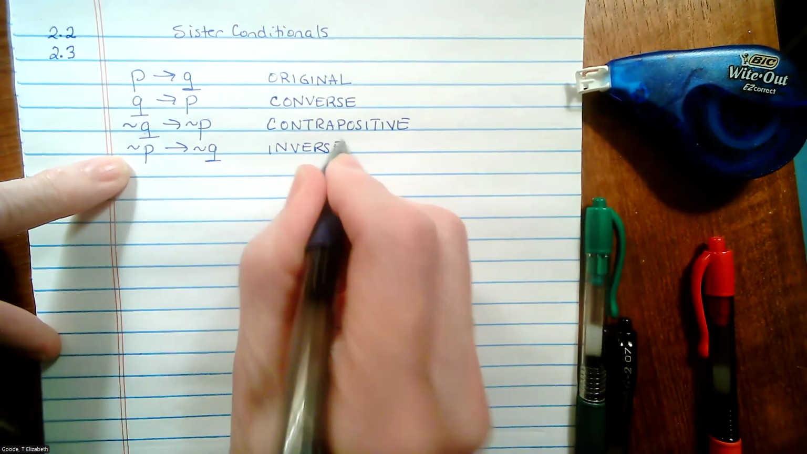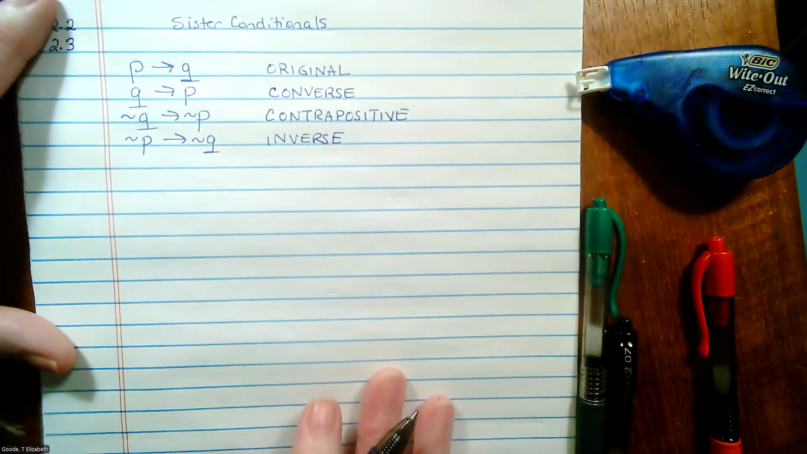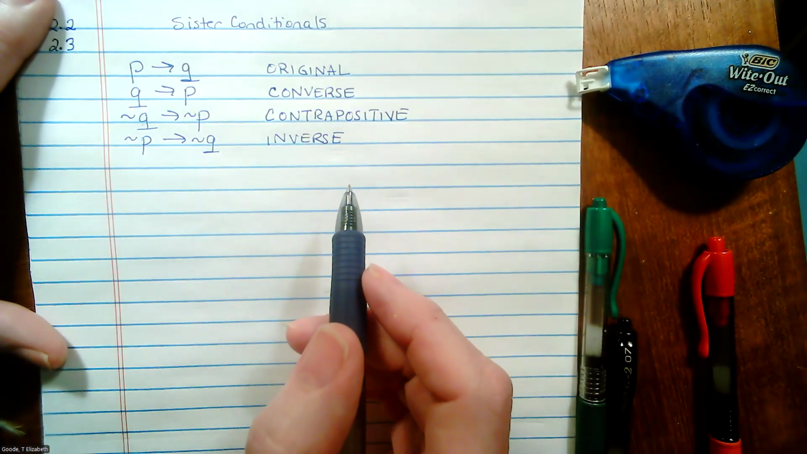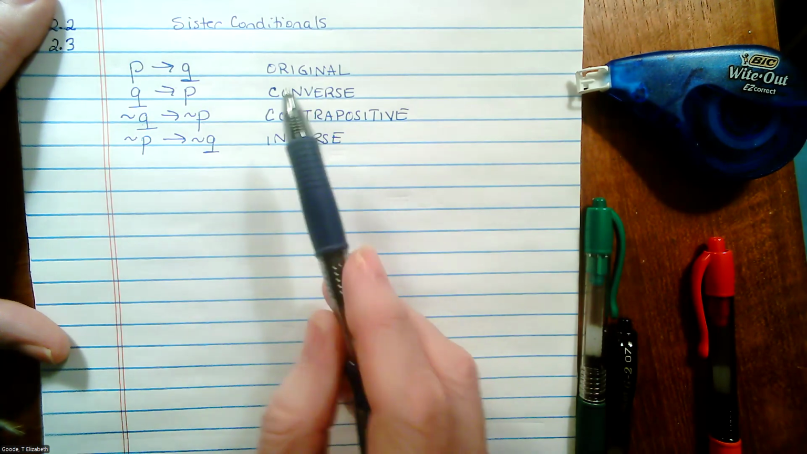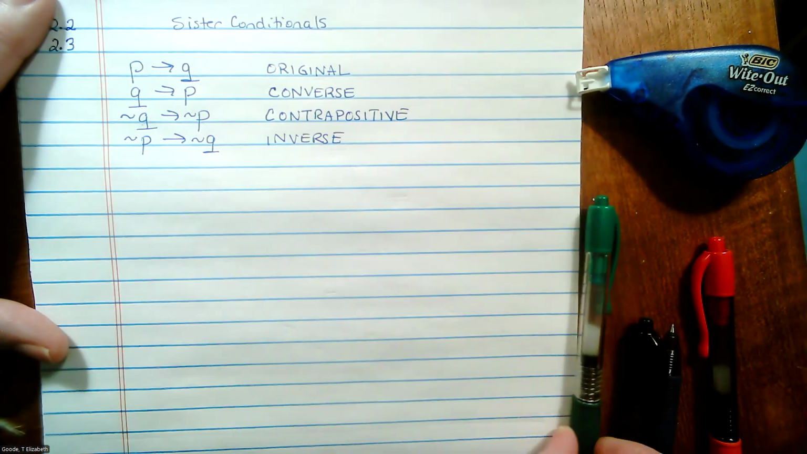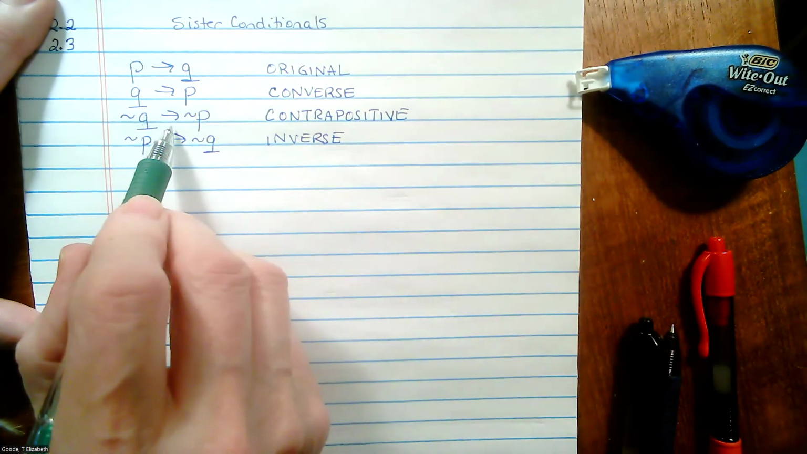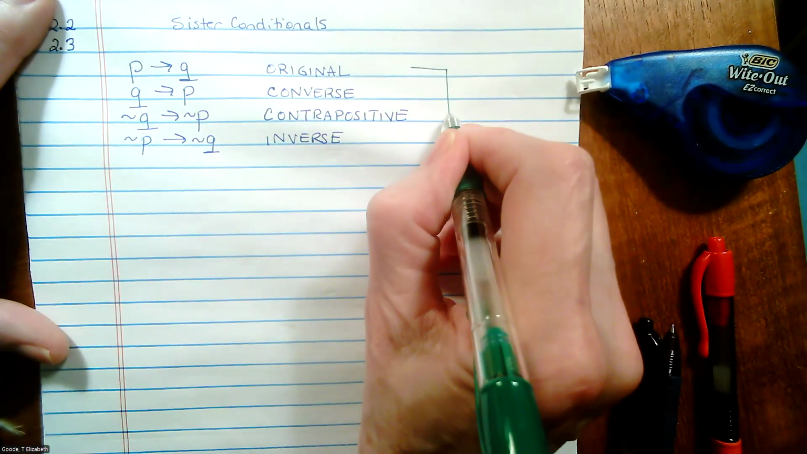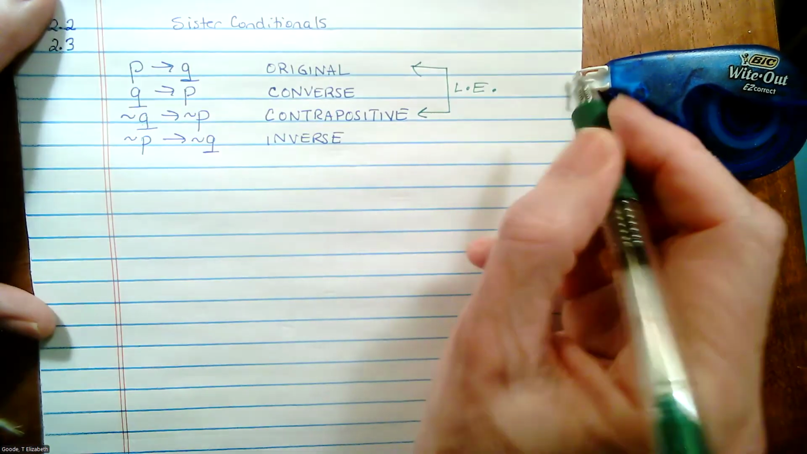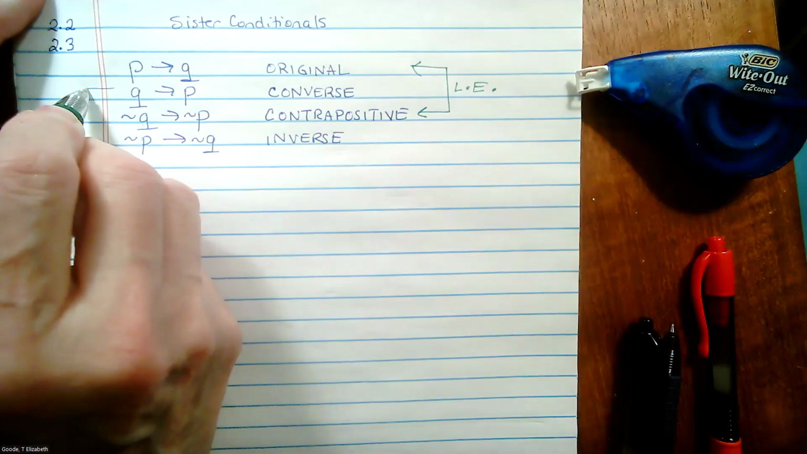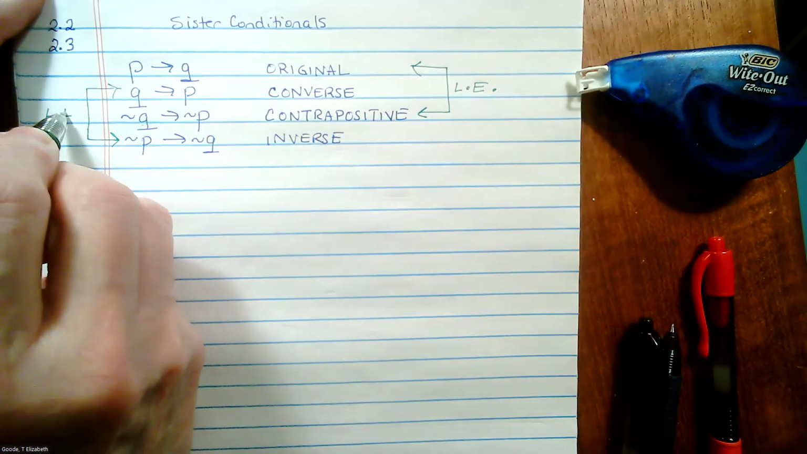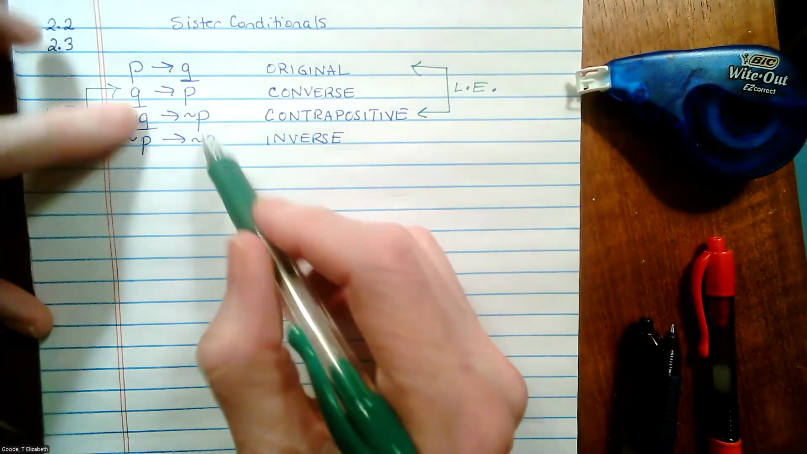All right. So listen, we've got 4 argument forms. 2 are valid, 2 are invalid. But those argument forms will make more sense if we understand a couple of things. The original and the contrapositive are logically equivalent to one another. The converse and the inverse are logically equivalent to each other because they are contrapositives of each other.